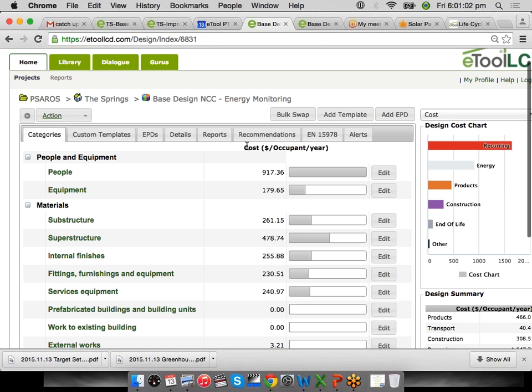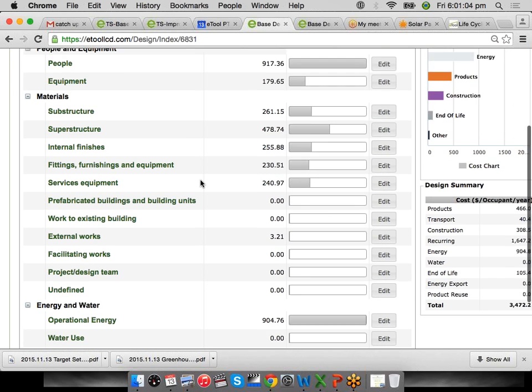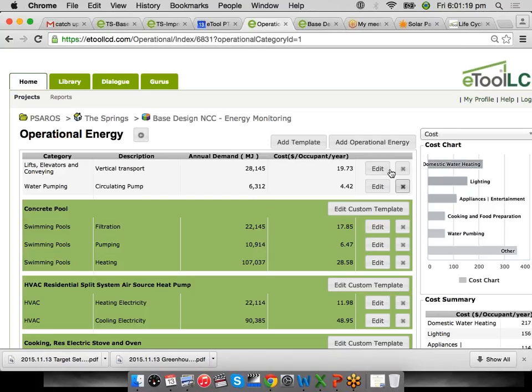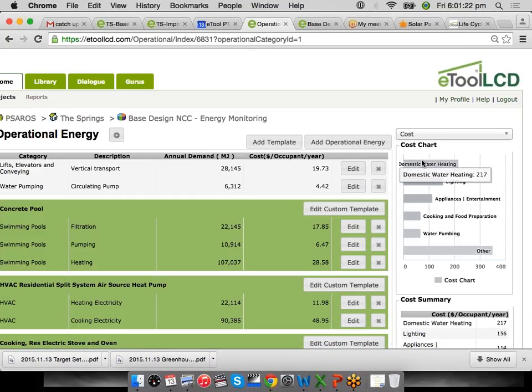This is the cost per occupant per year, how much from construction to operation. So this is $1,000 to operate this dwelling per year. It gives you the breakdown of where you are spending the majority of your dollars. Water heating, lighting, this includes car park lighting and common areas as well. That's why lighting is so big. Appliances, cooking, water pumping. This is just maintenance and construction for the hot water system. So it gives you some information about cost as well.